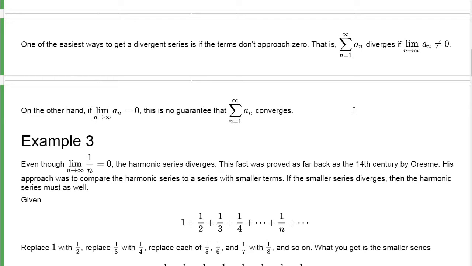Okay. One of the easiest ways to get a divergent series is if the terms don't approach 0. So if we're adding up some sequence a sub n as n goes from 1 to infinity, if these terms aren't getting smaller, closer to 0, then this can't possibly add up to be a finite sum. It has to diverge. If the limit does equal 0, that does not guarantee that this thing converges. So the terms that you're adding up might get smaller and smaller and smaller, closer and closer to 0, but it still might add up to infinity.